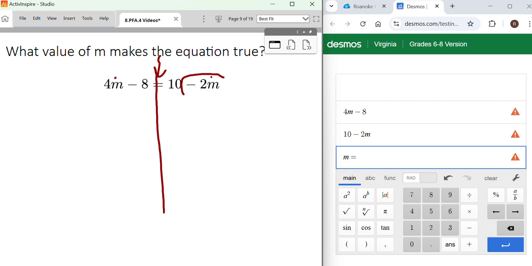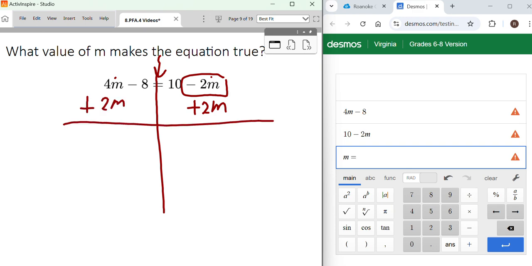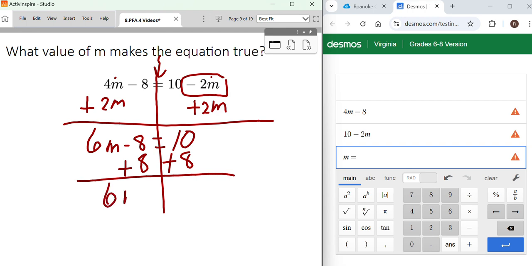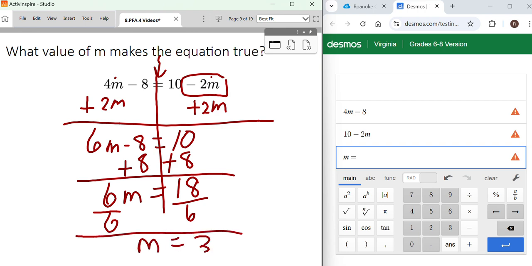I see a variable on the right, so I put it in a box, and it's a negative 2m, so I'm going to add a 2m. 4m plus 2m is 6m minus 8 equals 10. Then, of course, I eliminate the constant. So that's a plus 8 on each side, and I get 6m equals 18. Finally, isolate the variable. m equals 3.